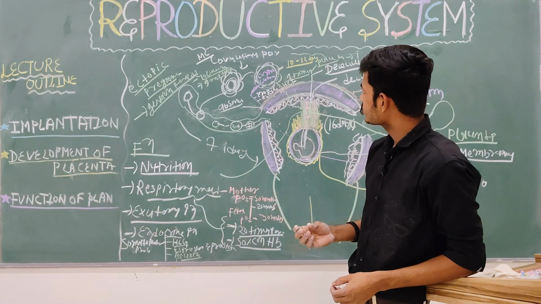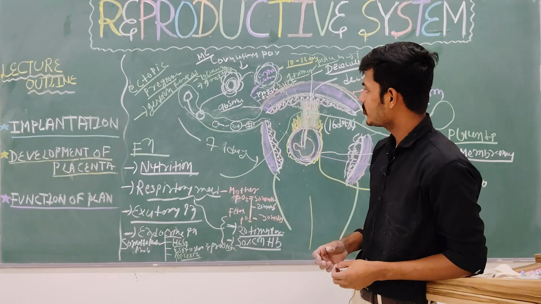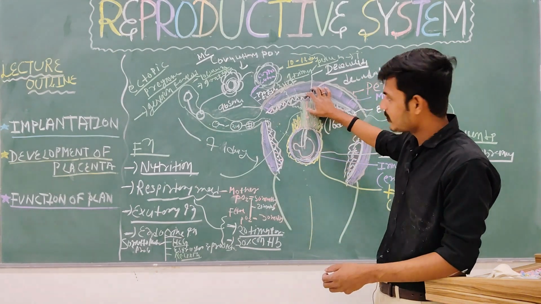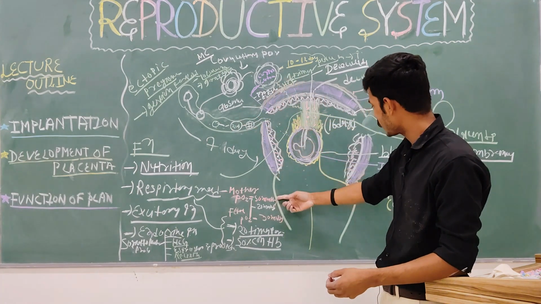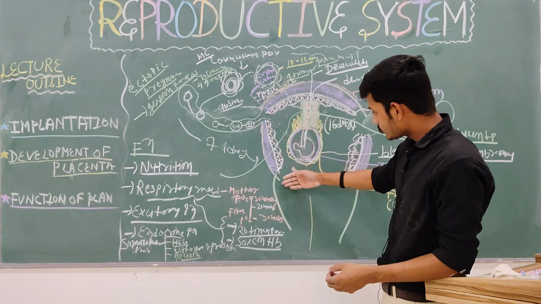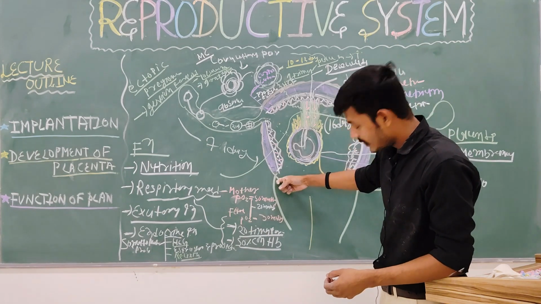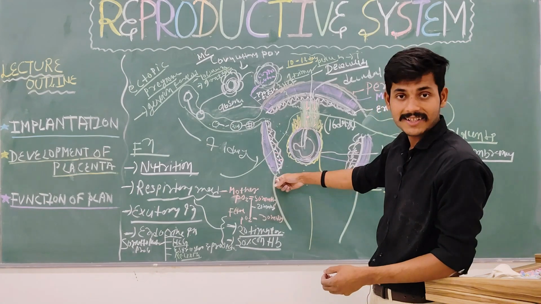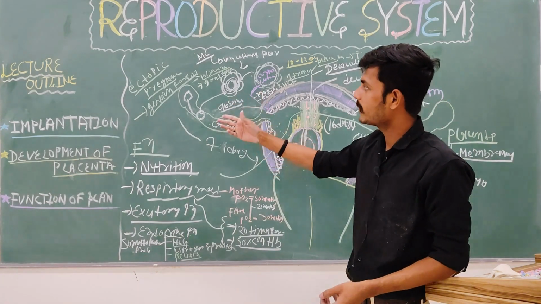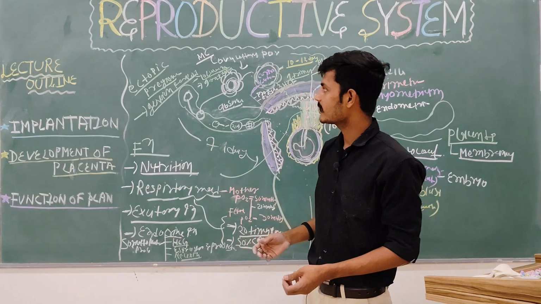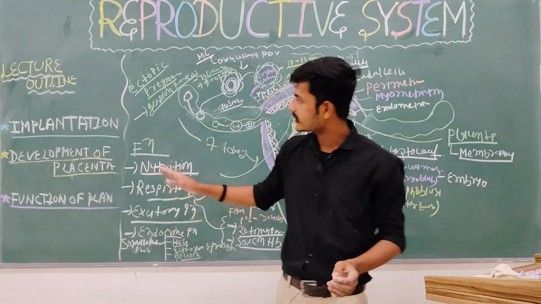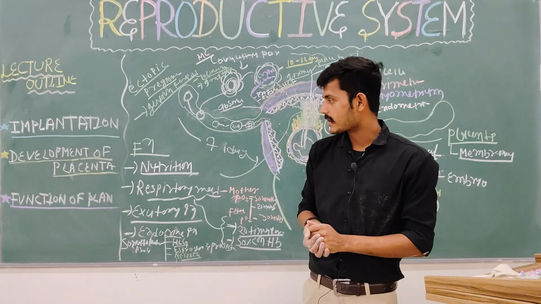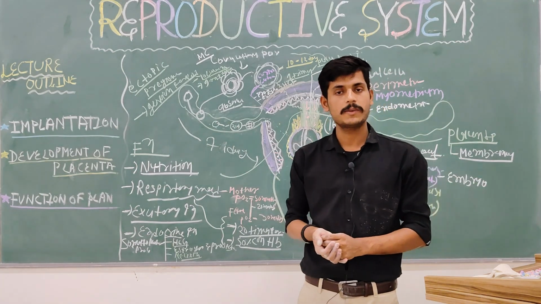Another pathology we have to keep in mind is that not always will the embryo attach here. Sometimes it attaches in the fallopian tube, sometimes in the last part of the uterus, and that results in an abnormal pregnancy, referred to as an ectopic pregnancy. So we discussed implantation, the development of the placenta, and the function of the placenta. In the next lecture we will discuss pregnancy.